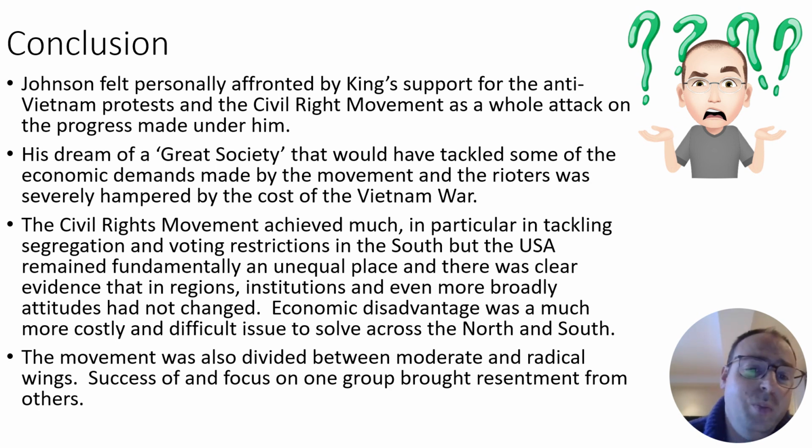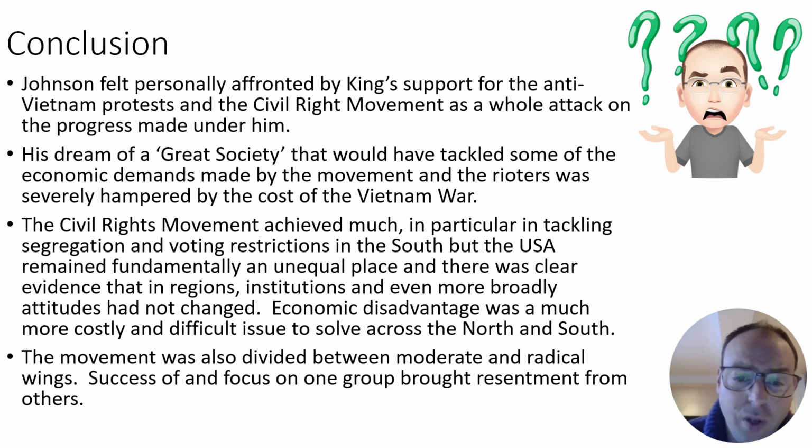There was evidence that in particular regions, amongst many key institutions, notably law enforcement, and more broadly in American society, attitudes had not changed. Whilst changing rules on segregation and rules on voting could be done, addressing the underlying economic and social disadvantages was far more costly and more difficult, and this issue wasn't solved across the northern and southern states during this period of time. Arguably, many of these issues remain today.